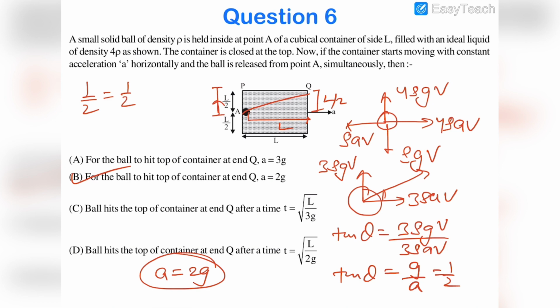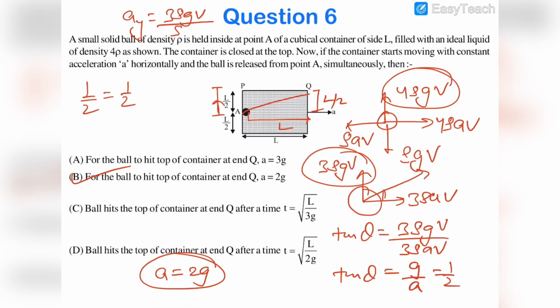Now the net acceleration in the upward direction would be net force, which is 3 rho gV upon m. So acceleration in y will be 3 rho gV divided by the mass of the ball, and mass would be density into volume. So the acceleration would be 3g. So L = half into 3g into t squared. So t will be equal to root of L upon 3g. So the time in which this ball will strike the point Q will be under root L upon 3g.